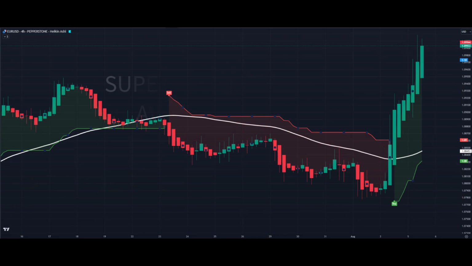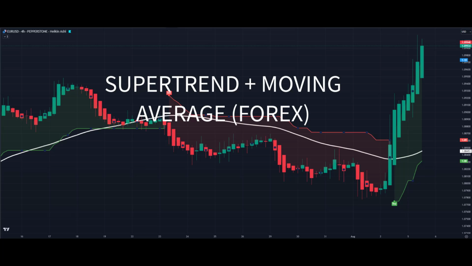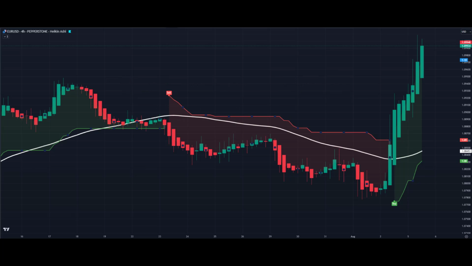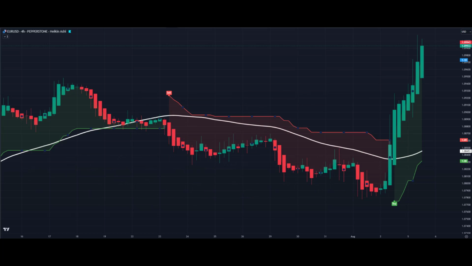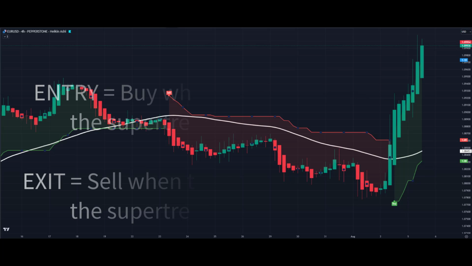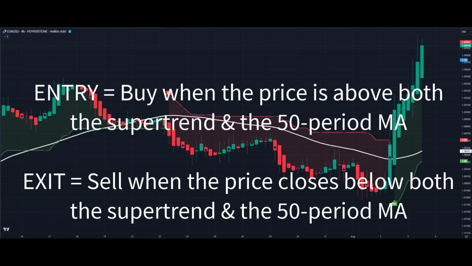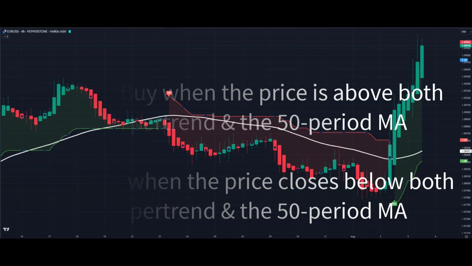So first up, we're using the Supertrend and the moving average crossover in the Forex market. We've got the euro dollar here, 4-hour time frame. The indicators we're using: the Supertrend with a 10 period ATR and a 3 times multiplier, and a 50 period simple moving average. That's the white line you can see on there. How do we get in? We buy when the price is above both the Supertrend line and the 50 period moving average, and we exit the trade when the price closes below both the Supertrend line and the 50 period moving average.